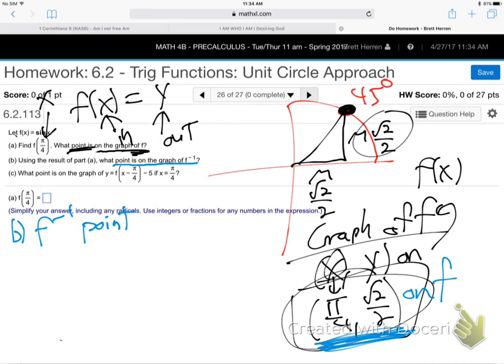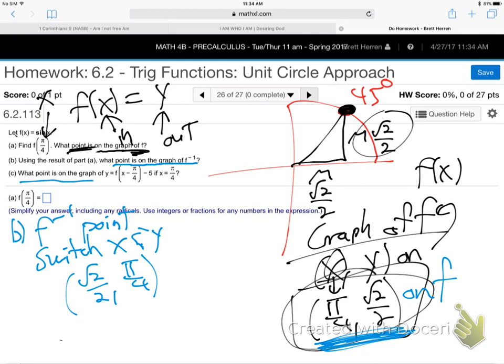You just switch x and y. Remember, inverse functions just switch x and y? That's all it does. That's what it means to invert. You invert x and y. Inputs and outputs, x and y. So it becomes root 2 over 2, comma pi. Just switch the order. That's all you got to do. Inverse functions are just inverting the x and the y.